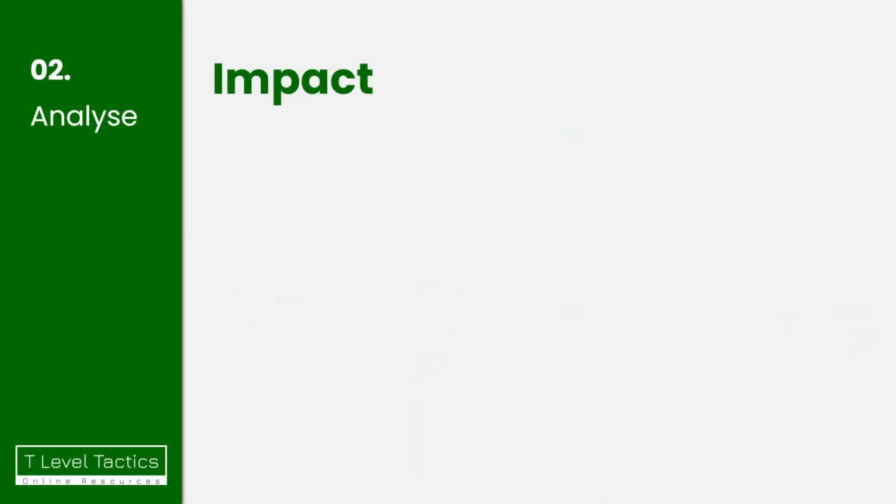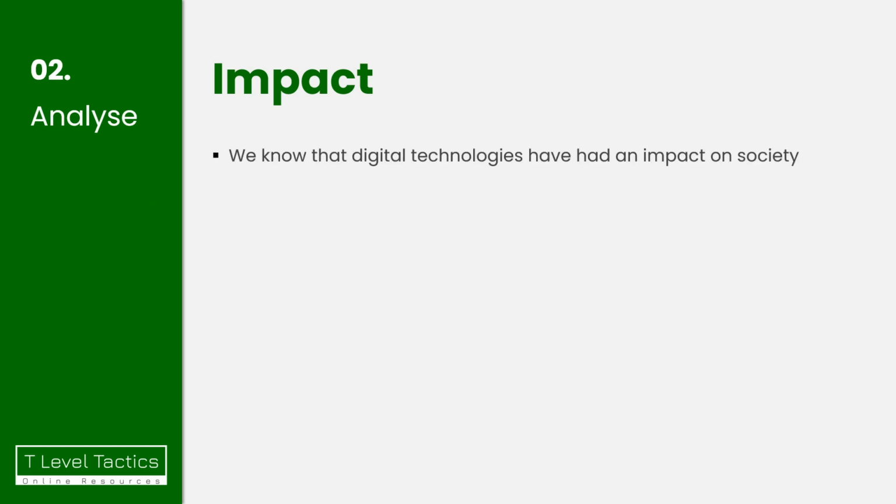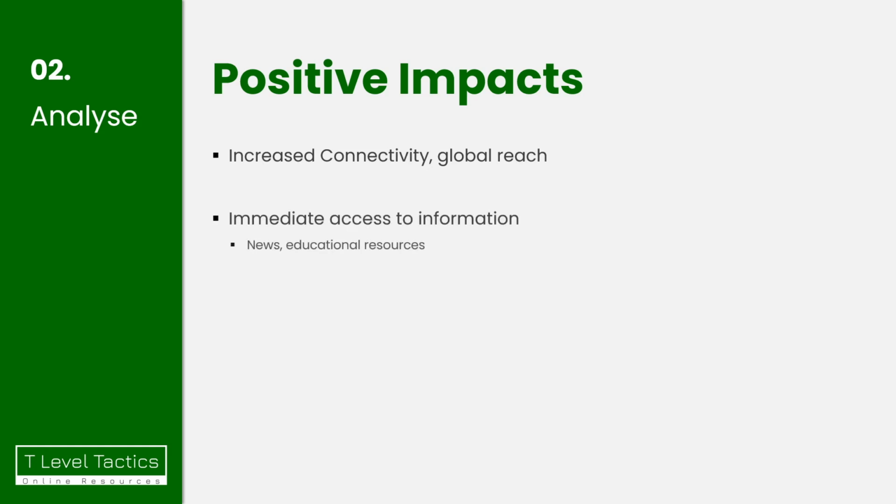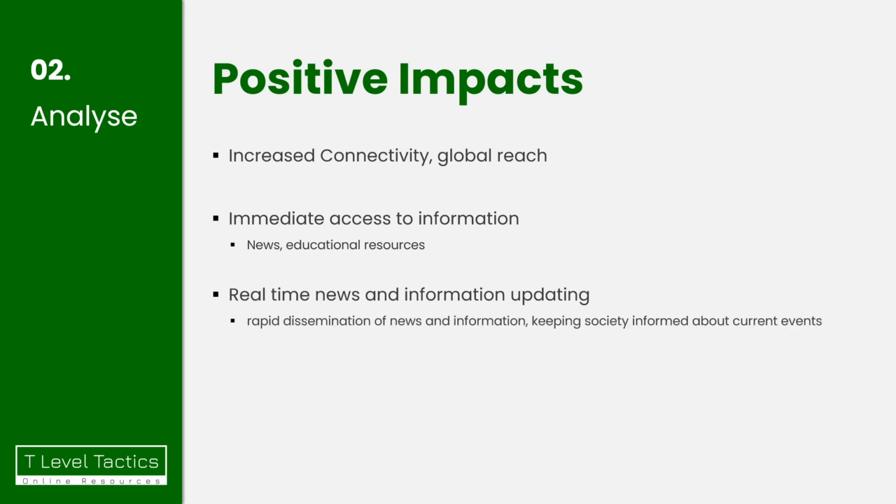So what's the impact been? Well, we know that digital technologies have had an impact on society. But how specifically have digital communications changed us? Well, some of the positive things: we've got increased connectivity with each other and around the world. We've mentioned this already. We've got immediate access to information, things like news and education resources. In terms of news, we've got real-time news and information updating, meaning we can get it instantly as it's happening. Rapid dissemination of news and information, keeping all of society informed about current events.